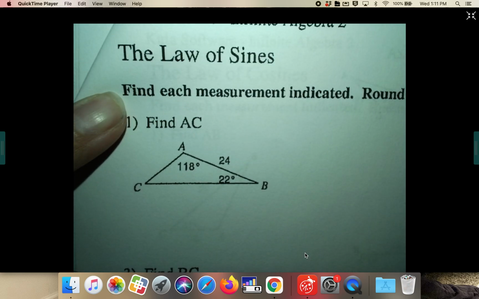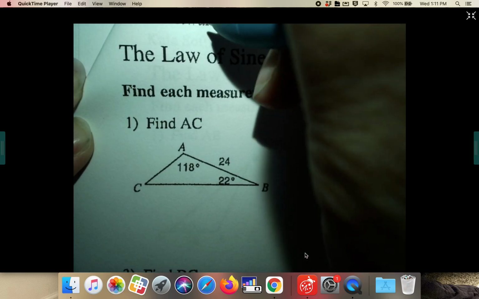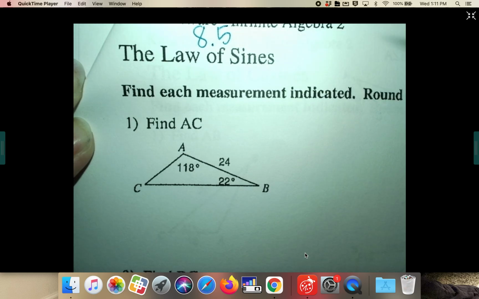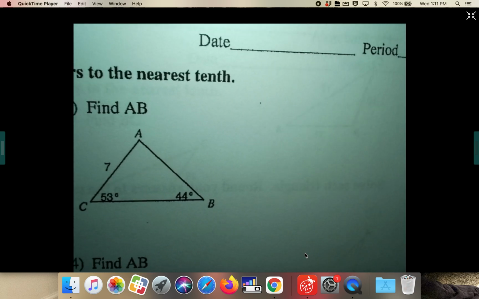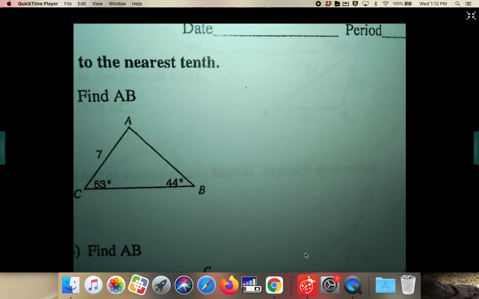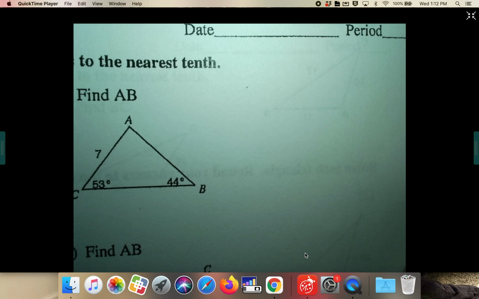Okay, for geometry, your lesson 8.5 is the law of sines. So find somewhere on this page, maybe off to the side, to actually write down what the law of sines is. I'm going to draw it out in a picture for you.